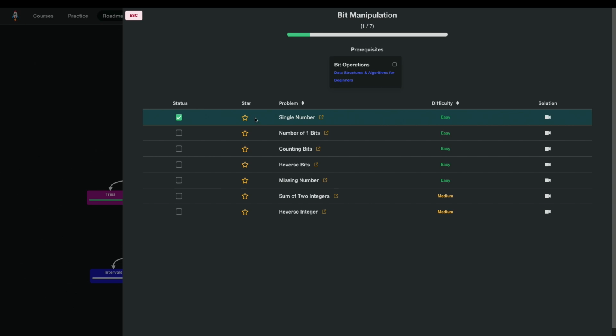Welcome back. We're looking at bit manipulation problems on LeetCode.io and the LeetCode 150 list. We have just completed the single number problem with the magic of exclusive OR, and now we're going to take on the next one, number of 1 bits.